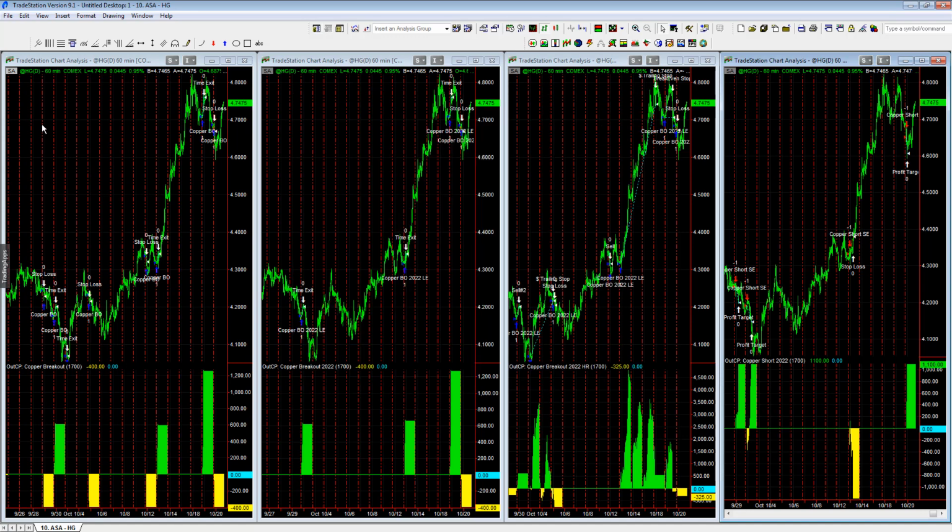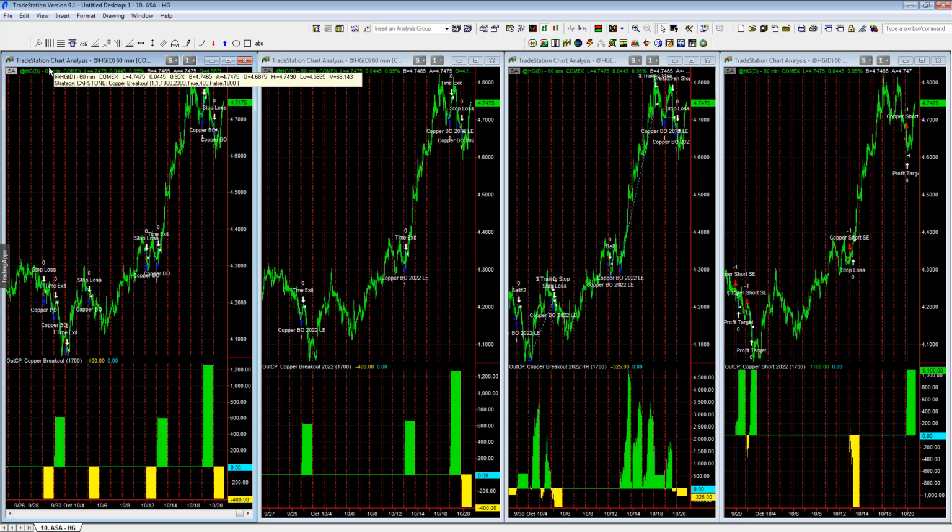One more thing I want to show you. These are all on exchange time. They all trade 60-minute charts. These need to be changed to the front month. HGZ21 is December copper, which, in order to automate it, you have to do.